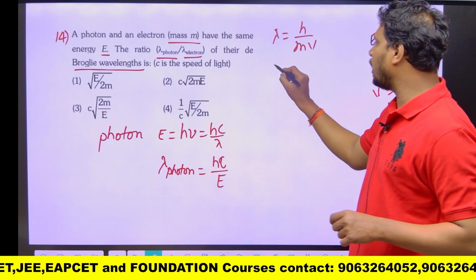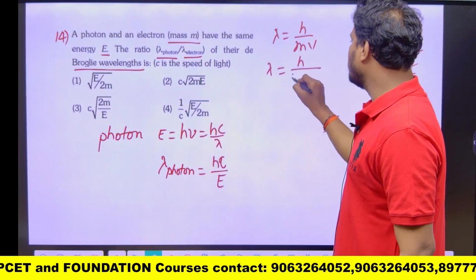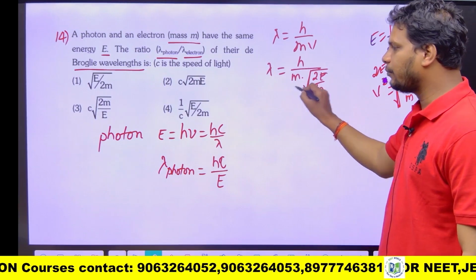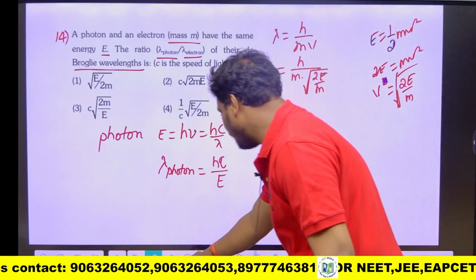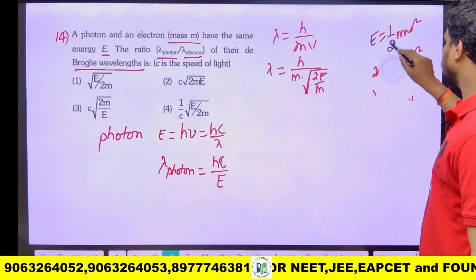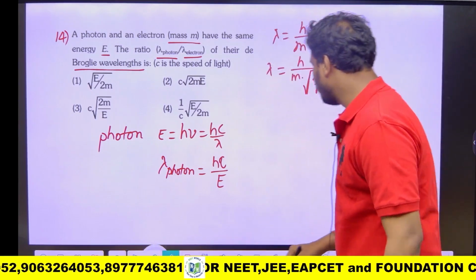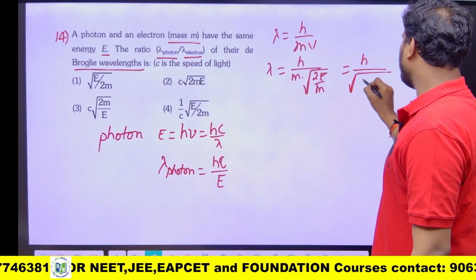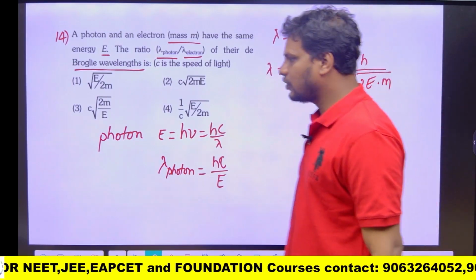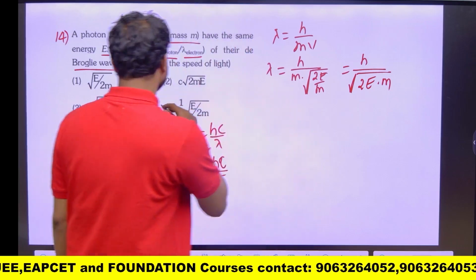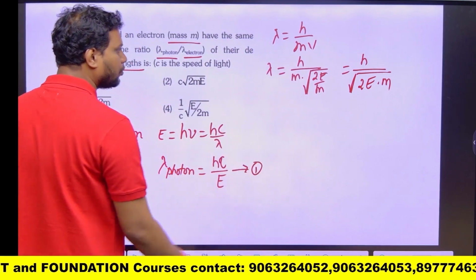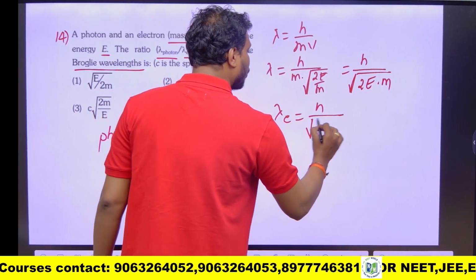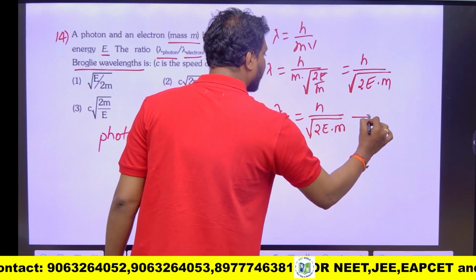Now if I substitute that value, lambda is equal to h by m into v, which can be taken as under root of 2E by m. If I bring the mass also under the root, this value becomes h by under root of 2E into m. Take it as equation number 1, and take this as equation number 2. This is for the electron. Then lambda electron is equal to h by under root of 2E into m. So take it as equation number 2.